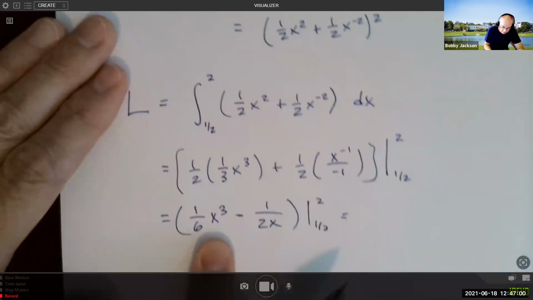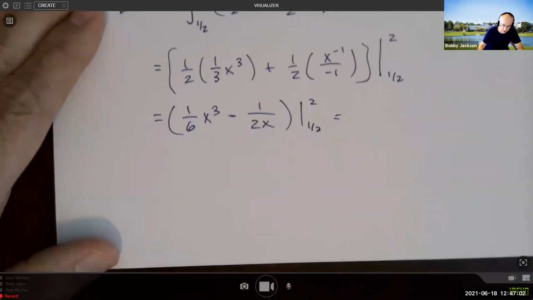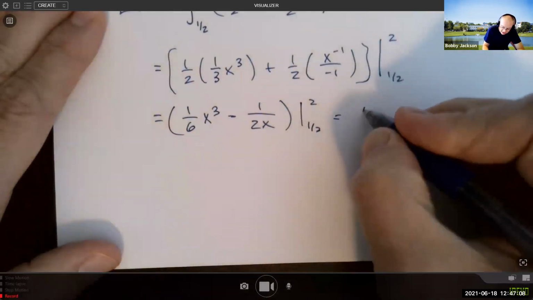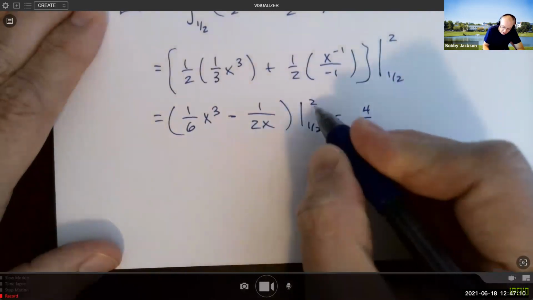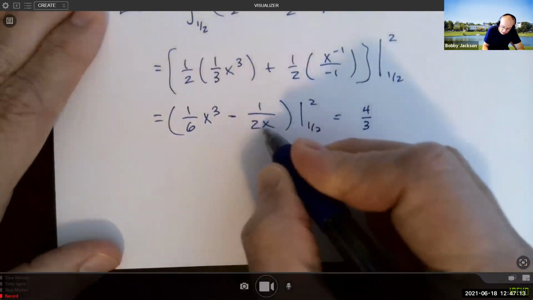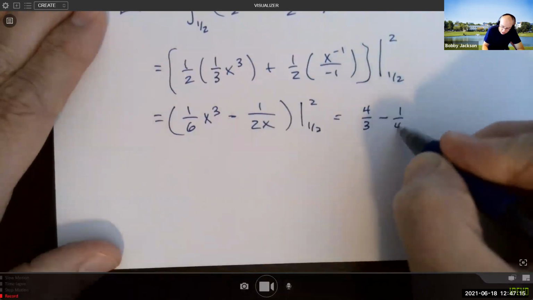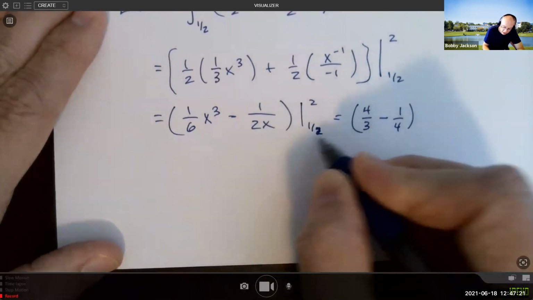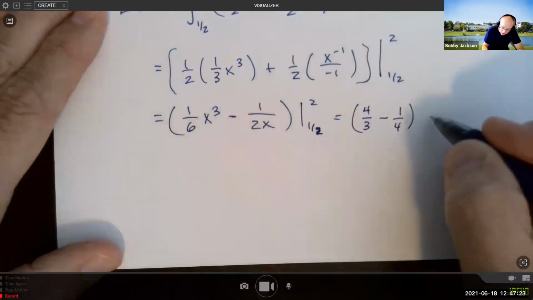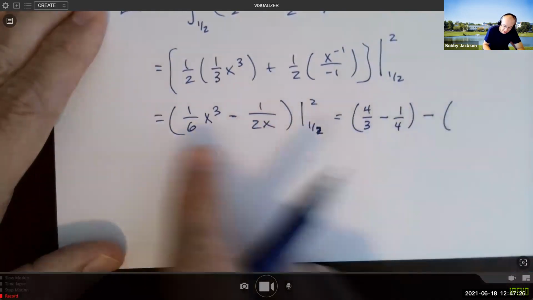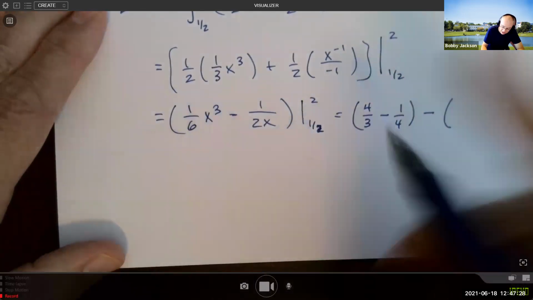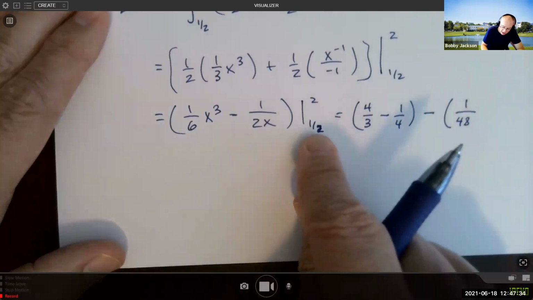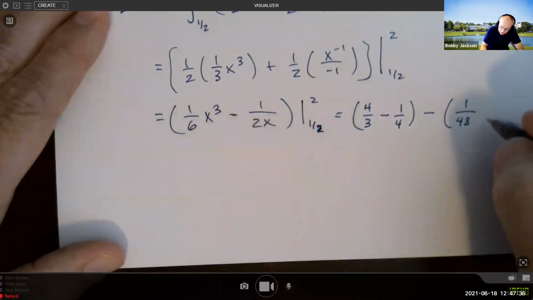And then I can plug in 2 here. 2 cubed is 8. I get 8/6. 8/6 simplifies to 4/3. And when I plug in 2 here, I get 1 divided by 2 times 2, which is 1/4. So there's plugging in 2. And then plugging in 1/2, remember? If I take 1/2 and cube it, so I'm subtracting, evaluated at 1/2. 1/2 cubed is 1/8. 1/6 times 1/8 is 1/48. And then plugging 1/2 in here, 2 times 1/2 is 1. 1 divided by 1, I just get 1.